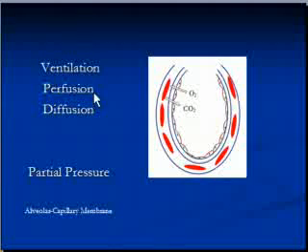Before we try to understand the terms that were used in the previous slide, we need to understand what is ventilation, what is perfusion, and what is diffusion, and also what is partial pressure. This is a sketch of an alveolus, the functional unit of lung. Each lung is made up of millions of alveoli, balloon-shaped structures.